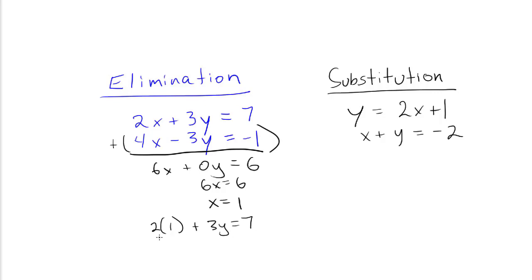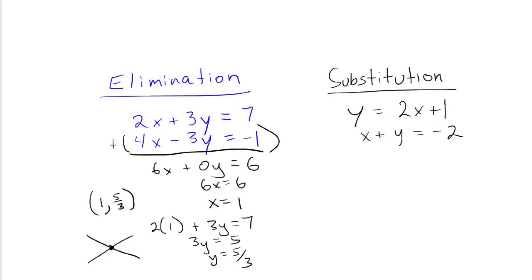So I'm going to subtract the 2 times 1, or 2, from both sides. 3y equals 5. Y equals 5/3. My solution is x = 1, y = 5/3. This would be the point of intersection between the two lines in these equations.